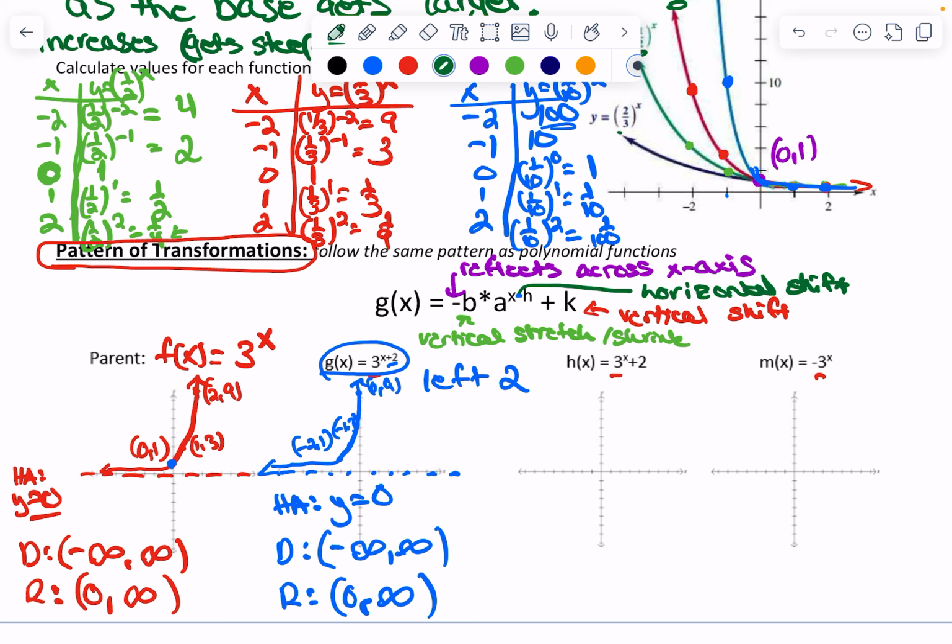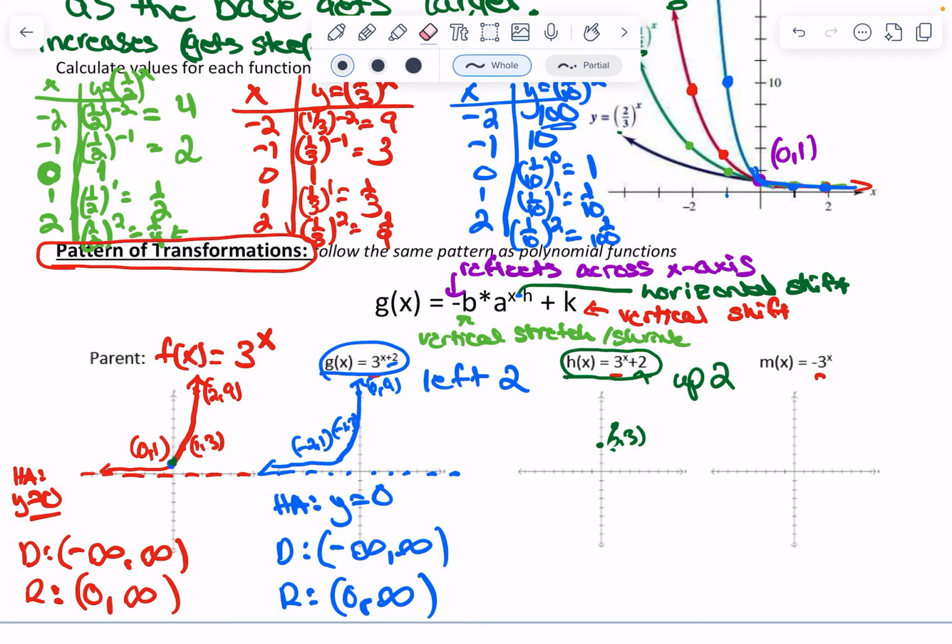Okay, let's look at this next one. H of x equals 3 to the power of x plus 2. So this plus 2 here means that we are shifting the parent function up 2. So our point 0, 1 here is going to go up 2, so it's going to end up at 0, 3. Same thing with 1, 3 is going to be 1 and 5. So 3, 4, 5 right here.